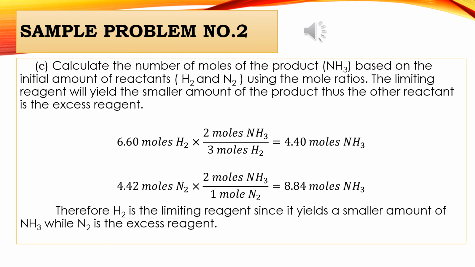The limiting reagent will yield the smaller amount of the product, thus, the other reactant will be considered as the excess reagent. If you will look closely at the computation, you can see that the number of moles of hydrogen will yield the smaller amount of the product rather than the moles of nitrogen gas. Therefore, hydrogen will be considered as the limiting reagent while nitrogen gas is the excess reagent.